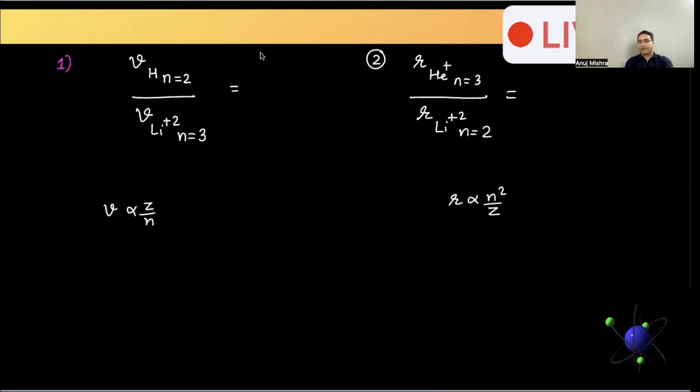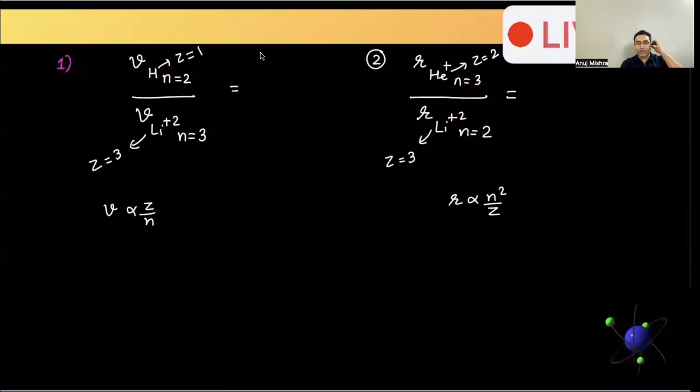Supporting concept clear है? V, Z by N के proportional होता है और R, N square upon Z के proportional होता है. चलिए थोड़ा और सपोर्ट करते हैं आपका. इसके लिए Z होता है 1. For Li, how much is the value of Z? It is 3. What is the value of Z for helium plus 2? And what is the Z for Li plus 2? 3. ये भी हेल्प कर दी मैंने आपको. अब तो कर लोगे, हो जाएगा सॉल्व.